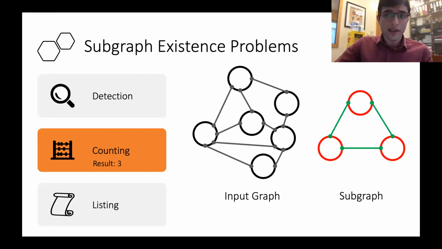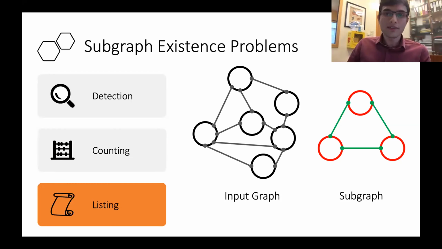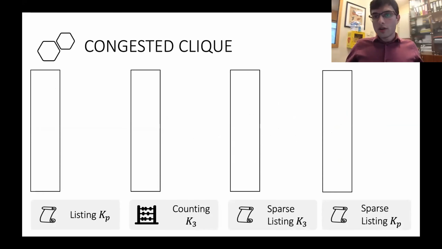In a more complicated version, one is asked to give an exact count of how many instances of the subgraph appear in the input graph. And in the most difficult version that's usually considered, one is asked to give an exact list of all the instances of the subgraph in the input graph. So in our work, we talk about listing cliques. Cliques, that is, small subgraphs where every node is connected to every other node.